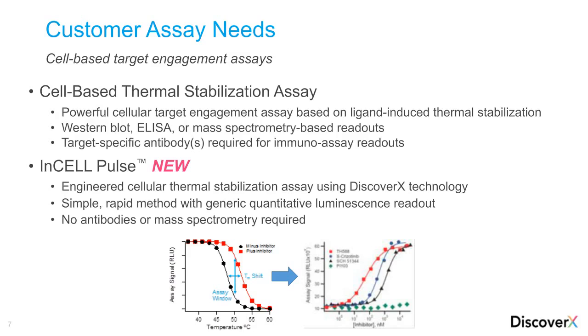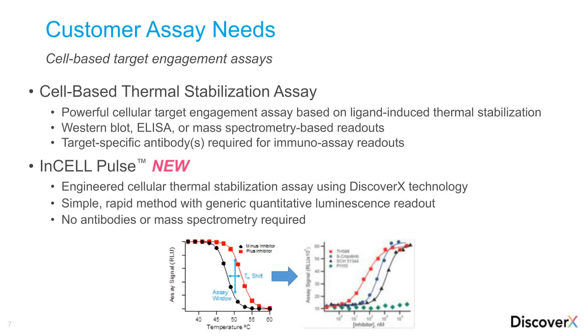And this new product uses engineered cells. The assays definitely are very simple and rapid, easy to use. They're also homogeneous, so no wash steps, unlike typical ELISAs, for instance. They are generic, so you can use this technology to evaluate a diverse set of targets. They're high throughput and quantitative, and the readout is very simple.